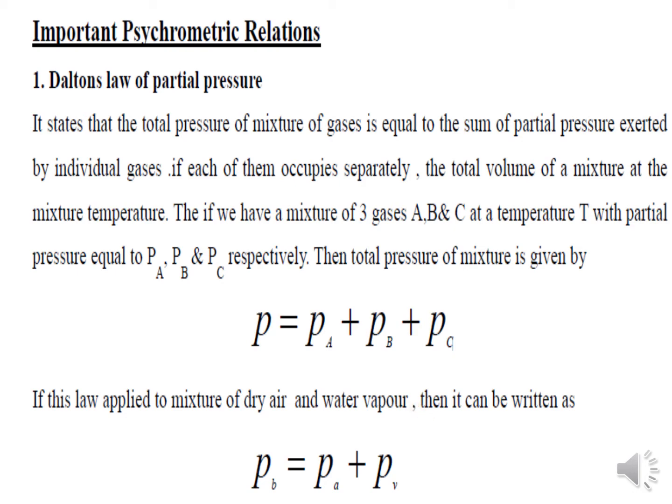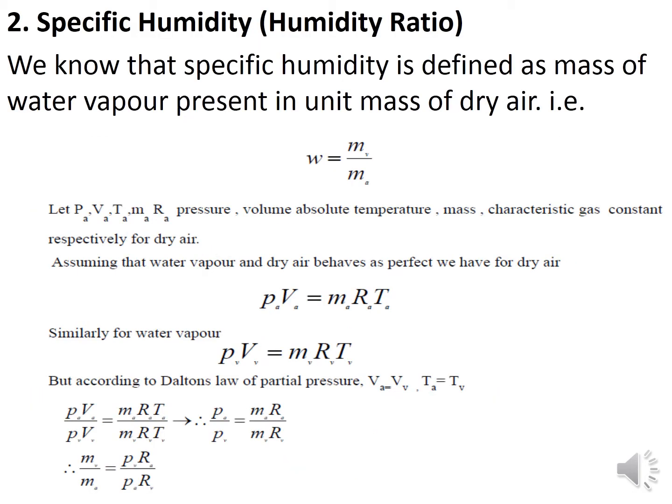Next, this expression we will use in further derivations: specific humidity, also called the humidity ratio. We have seen the definition already in the first video. It is the mass of water vapor present in unit mass of dry air, that is, per kg of dry air how much water vapor is present. Now we will find a suitable expression based on pressures.